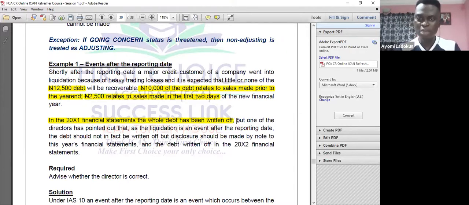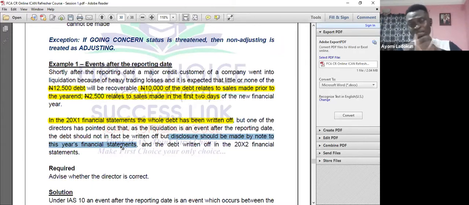He now said that one of the directors pointed out that liquidation is an event after the reporting date, that the debt should not have been written off, but be disclosed. Okay, but disclosure should be made as a note in the financial statement, and you now write off the debt in the 20X2 financial statement. Is the director correct? Do you know what the director is saying? He said they should not have written it off in 20X1. They should just disclose, okay, and now write it off in 20X2. The director is not correct as well.